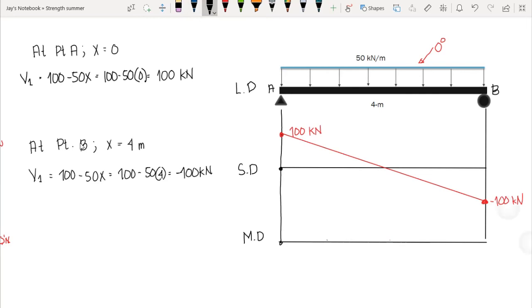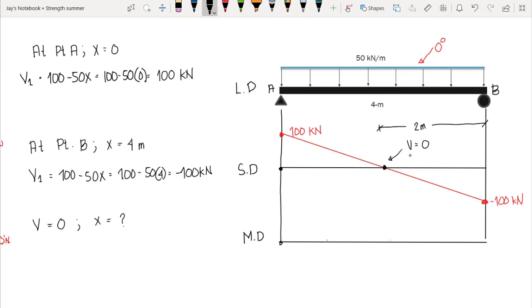Now take note, at this point here, we have our internal shear that is equal to 0. So let's try to prove that one. Since our shear diagram is symmetrical, we could say that the location where our shear is 0 is at 2 meters, or at the midspan. But we can prove that by using this equation, setting our shear equal to 0. When our shear is equal to 0, what would be the value of x?